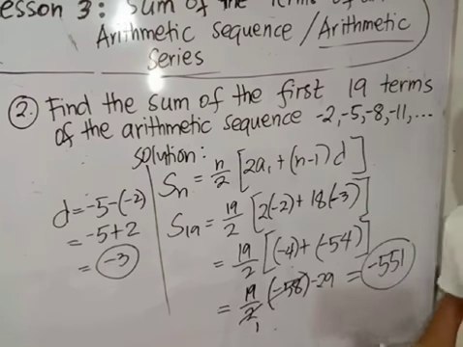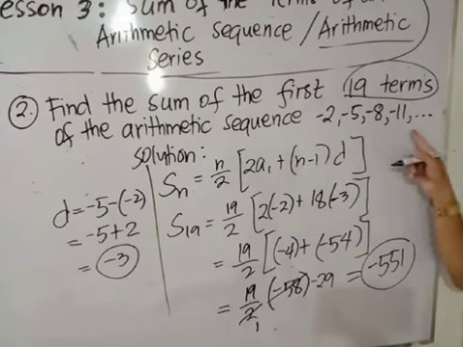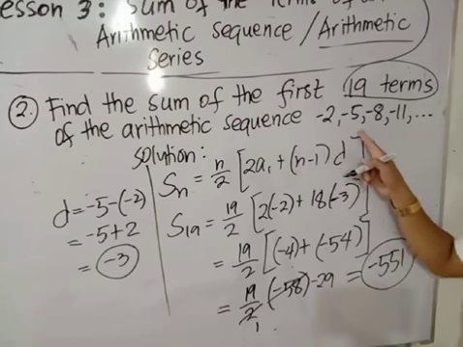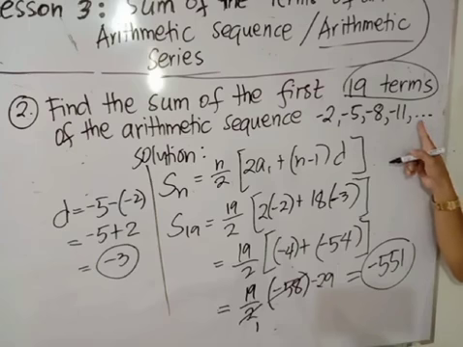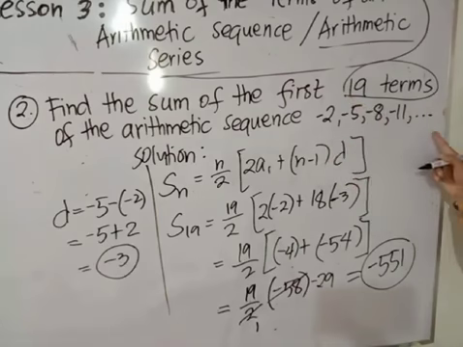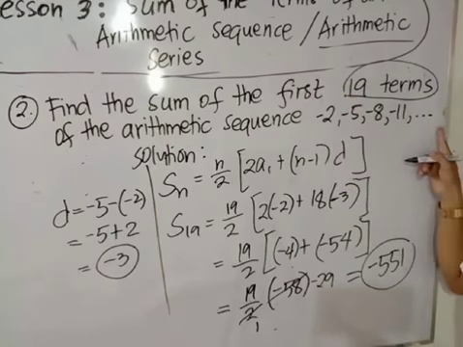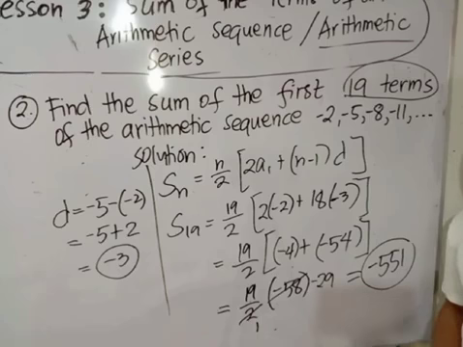You may also check your work by having all the 19 terms in this sequence. So extend negative 2, negative 5, negative 8, negative 11, negative 14, negative 17, until all the 19 terms are there, and then you use your calculator, add them one by one, and you will see that the answer is the same, negative 551.